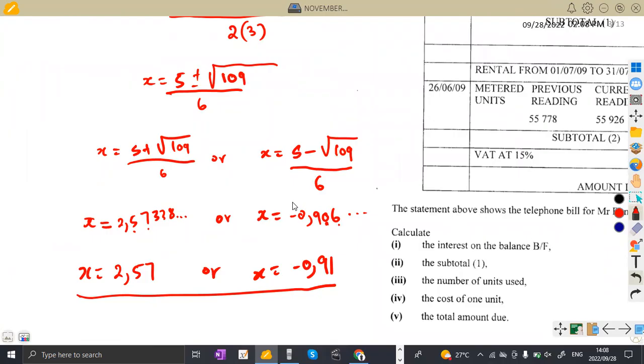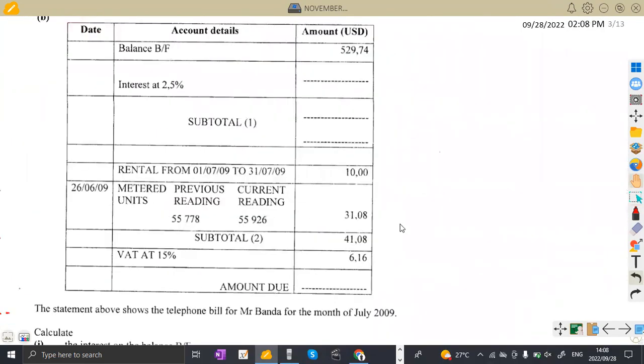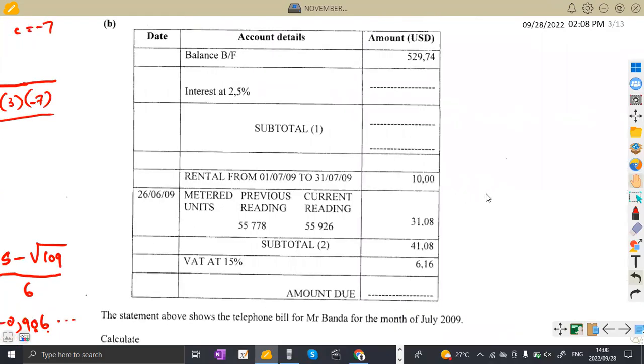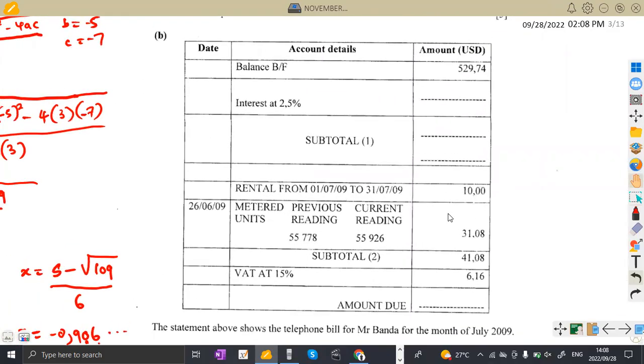All right, let's see this part now that we are given. Actually, this would be like a bill, those telephone bills, or it can be a water bill, electricity bill, something like that. That is how it is presented. So we are given that the statement above shows a telephone bill for Mr. Banda for the month of July 2009, something like that.